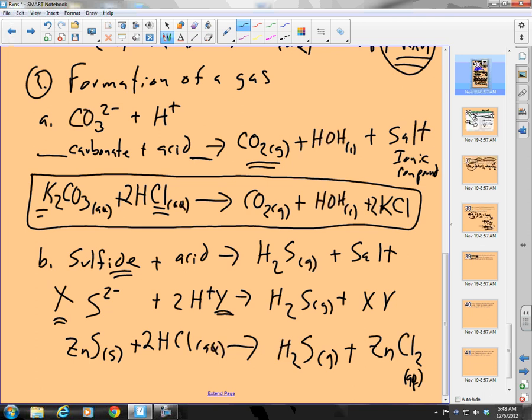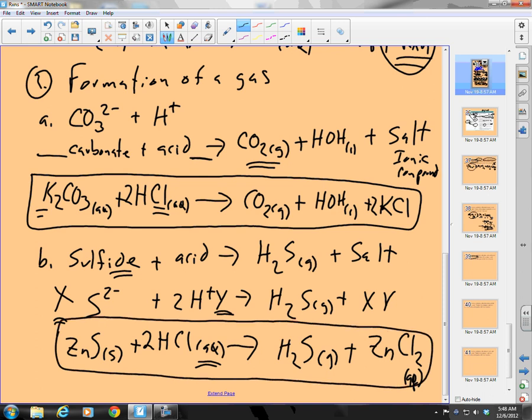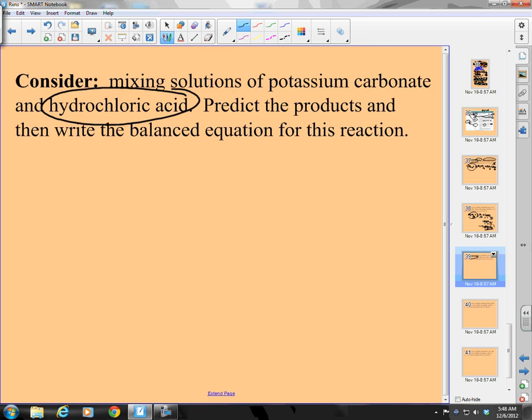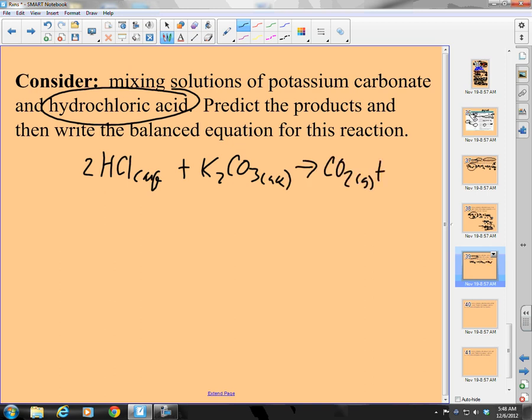Now remember, do we have water present? Sure we do. There's water right there where we say aqueous. Good. So this is my other type of formation of gas. And what was given here? Hydrochloric acid, potassium carbonate. Let's do that. Hydrochloric acid, aqueous. I need two of those plus potassium carbonate, and I need one of those. I'm going to form carbon dioxide gas plus water plus two potassium chlorides, aqueous.